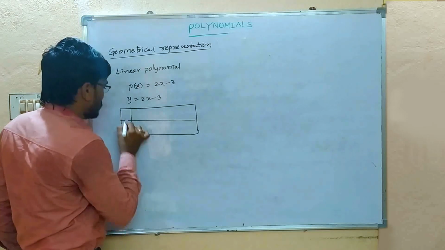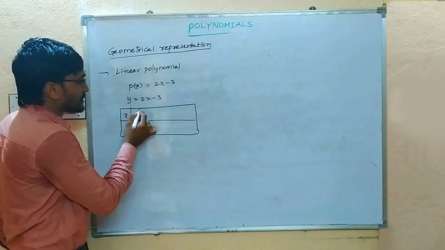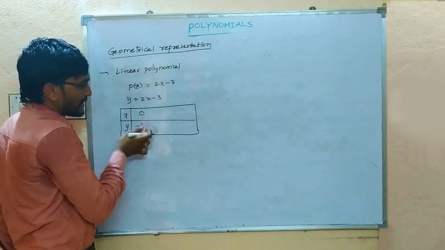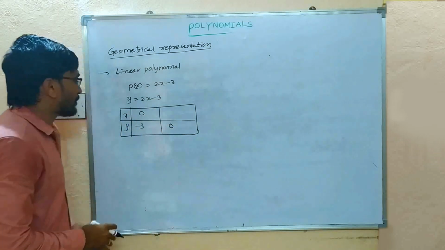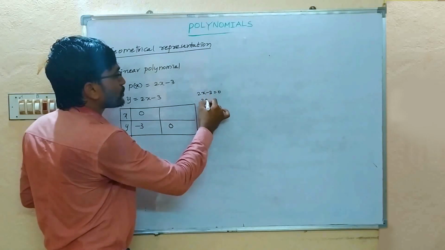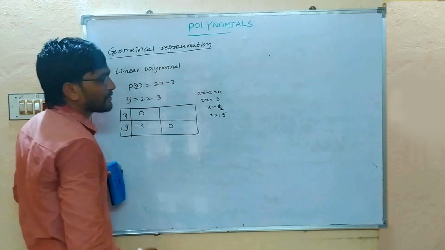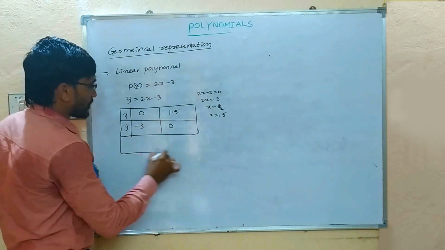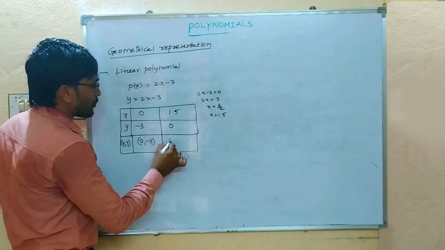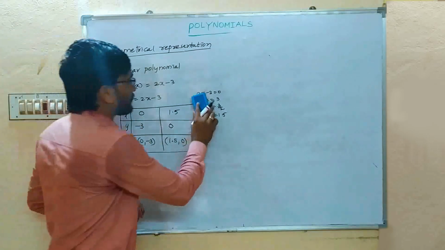So here I want to find 2 points. For suppose put x is equal to 0, then y becomes minus 3. x equal to 0, 2 into 0 means 0, 0 minus 3, minus 3. So now I can put y is equal to 0. Then we get 2x minus 3 is equal to 0, 2x is equal to 3, x is equal to 3 by 2. 3 by 2 is nothing but 1.5. So here I got 2 points that are 0 comma minus 3 and 1.5 comma 0. So by using these 2 points we can draw a graph.